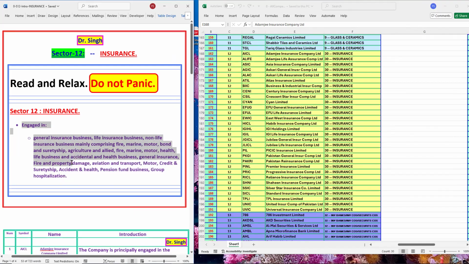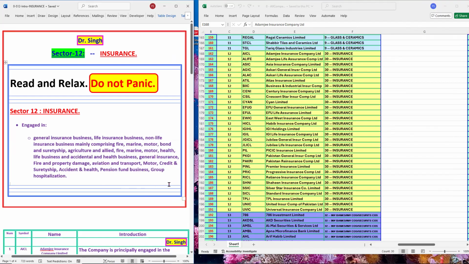Somewhere over here: engaged in general insurance business, life insurance business, non-life insurance business, mainly comprising fire, marine, motor, bond, and suretyship, agriculture, allied fire, marine, motor, health, life business and accident and health business, general insurance, fire and property damage, aviation and transport, motor, credit and suretyship, accidents and health, pension fund business and group hospitalization. Sorry, maybe some words are being repeated.